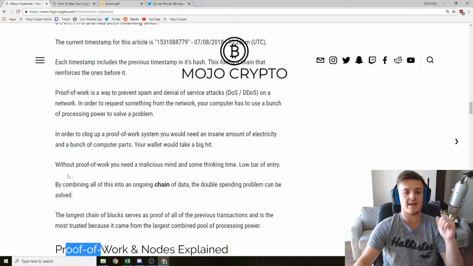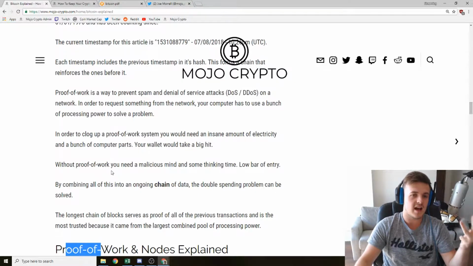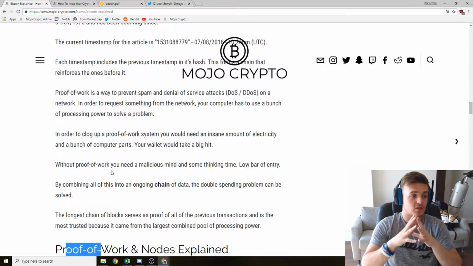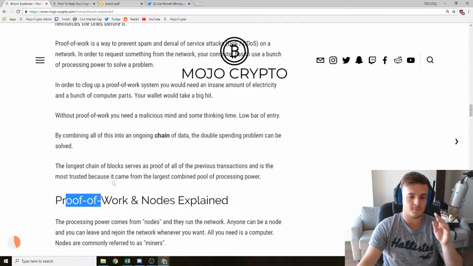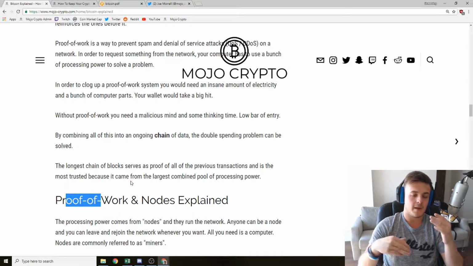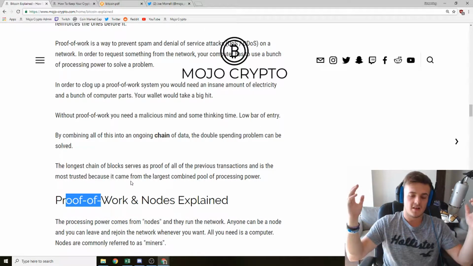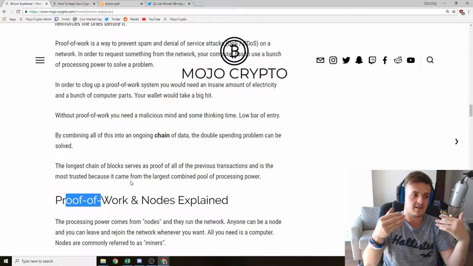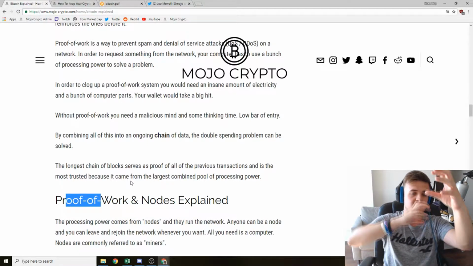By combining all of these things I've mentioned above, so blockchain, proof of work, hashes, timestamps, digital signatures, all that stuff, the double spending problem can be solved. The longest chain of blocks serves as proof for all the previous transactions and is the most trusted because it came from the largest pool of processing power. Basically, the more processing power you're putting into the chain, the faster it develops.